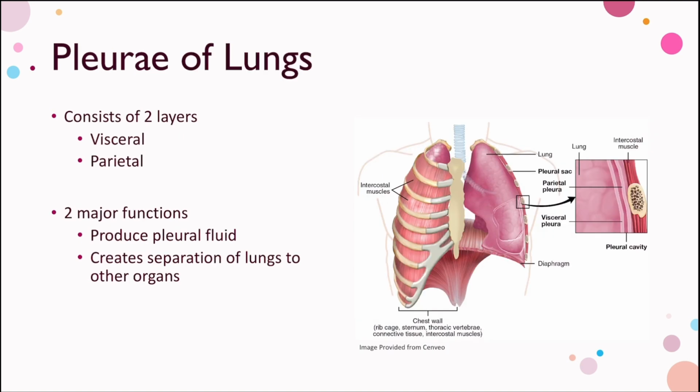The pleura of the lungs consists of two layers, the visceral and parietal. Visceral pleura is the inner layer of the lung, while parietal is the outer layer of the lung. Pleurae perform two major functions. That is, producing pleural fluid and creating separation between lungs and other organs. This prevents other organs from moving and also prevents infection.